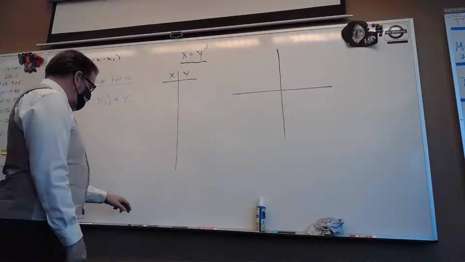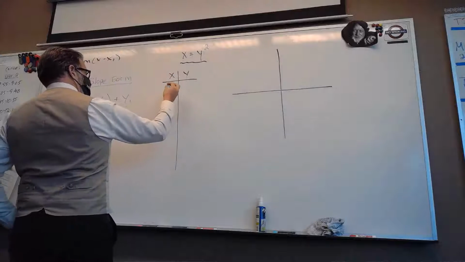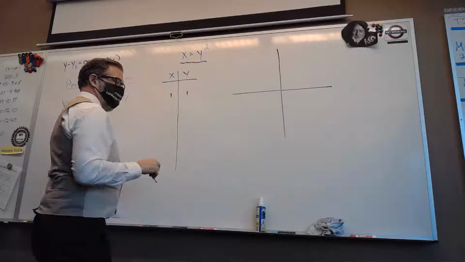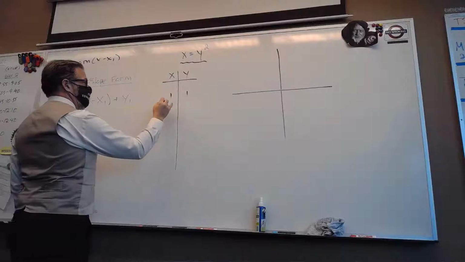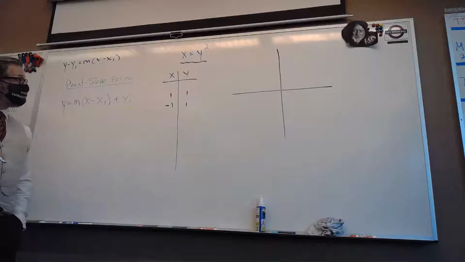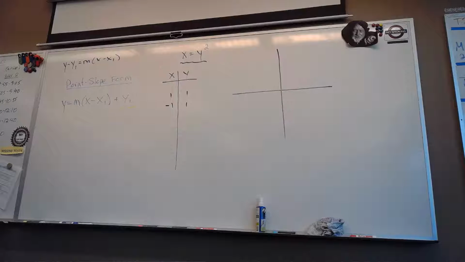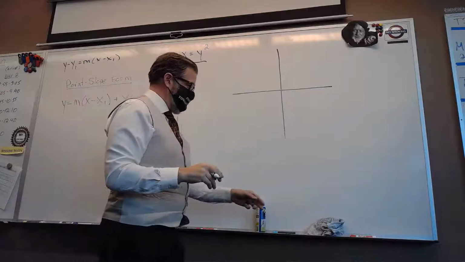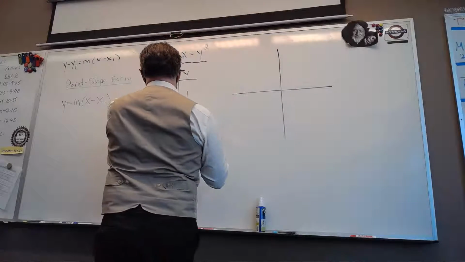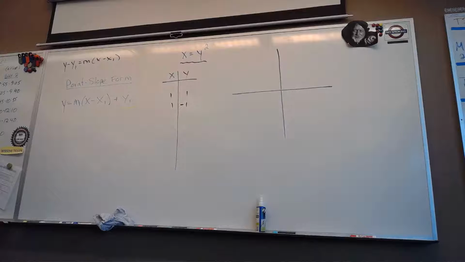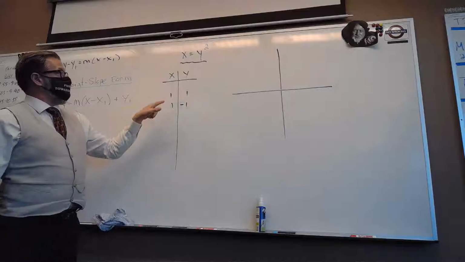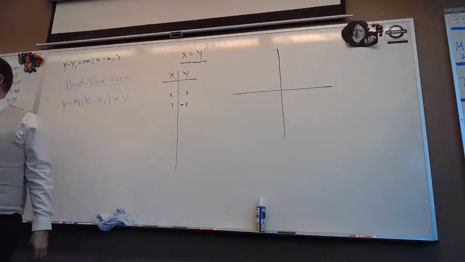Brooke, give me one. 1, 1. Ryan, give me one. -1, 1. That's weird. -1 is equal to 1 squared. That doesn't work. Pretty sure that doesn't work. Or 1, -1. Oh. Why does that still work? Well, because -1 squared is +1. Oh, okay, got it.